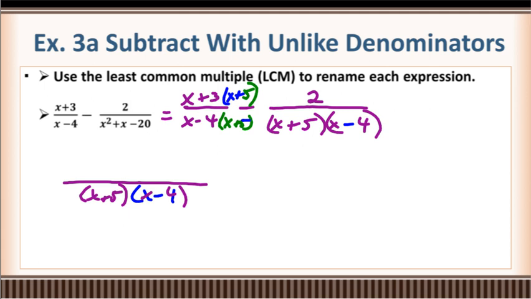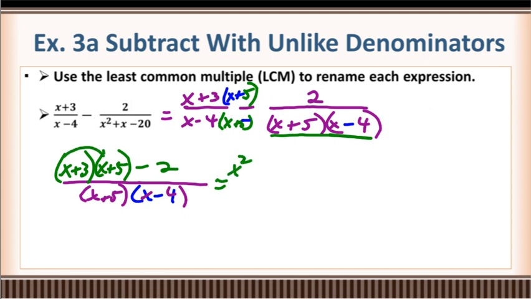So when I do that, I end up with x plus 3 times x plus 5. And then all that I'm going to be subtracting 2 because I already have this denominator. I don't need to change the numerator. But I would need to use FOIL for this, the numerator. So you have your x squared, 3x plus 5x equals 8x. 3 times 5 is 15. And then I have this minus 2 here.